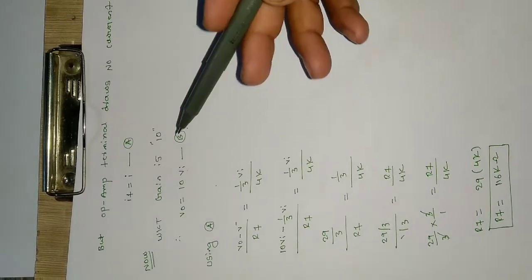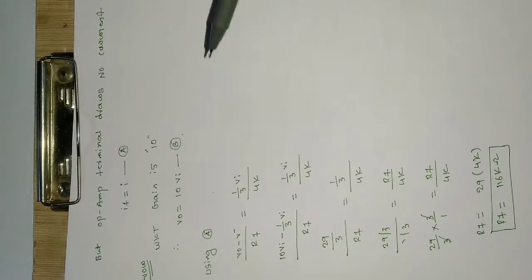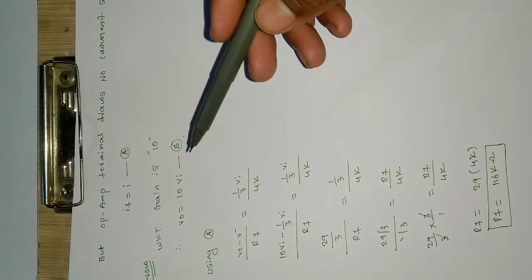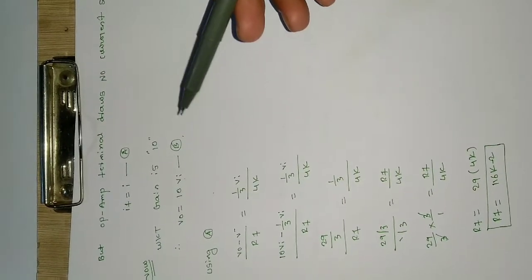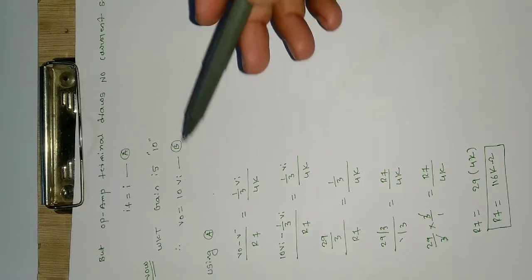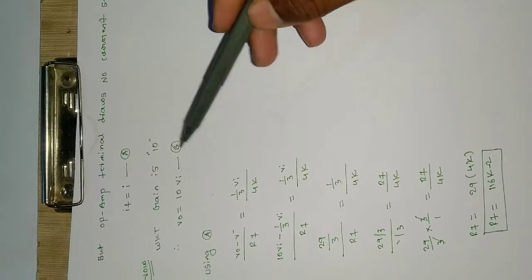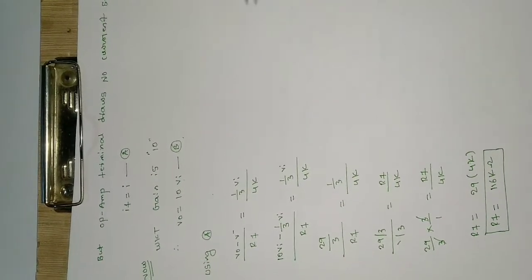So we know that the gain is equal to 10 because it is given in the problem. So V0 will be equal to 10 into Vi. So gain indicates the scaling factor for the input. So if I know the gain, the output will be equal to 10 times the input.